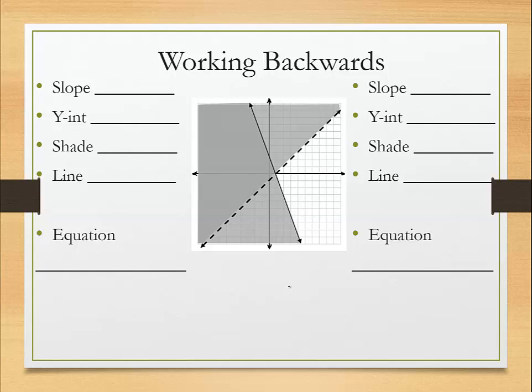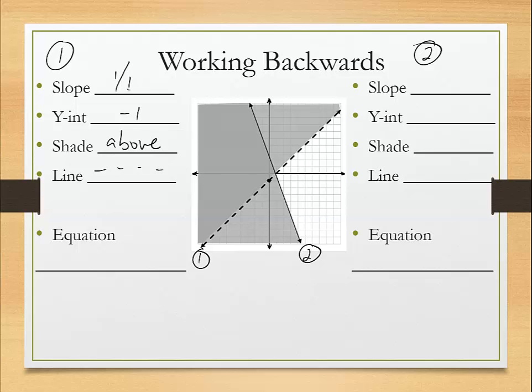Working backwards. Okay, so let's go ahead and label these lines. Let's say line 1 is the dashed one. Line 2 is the solid one. So let's go ahead and work backwards. So for your line, it's going to be a dashed line. So put dashed. Your shade, it's shaded above. So put above. Your y-intercept of this line is at -1. And your slope is up 1, right 1, up 1, right 1.